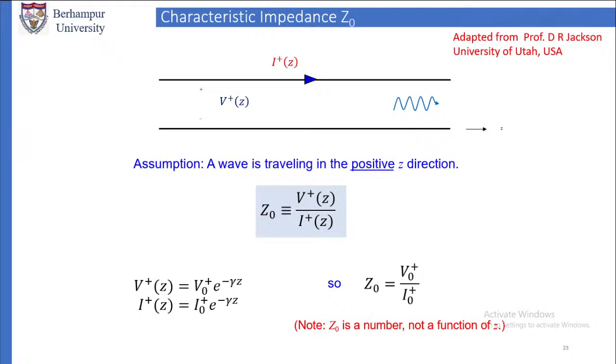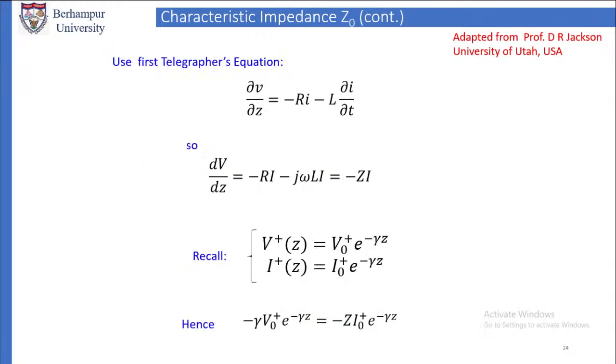So at a fixed point, we are considering a voltage that is fixed. At a fixed point, we are considering the current that is fixed. So their ratio will be fixed. So Z0 is a fixed number. It is a number and it is not a function of z. So from that we know this. So I remember that Z0 is equal to V0 plus by I0 plus.